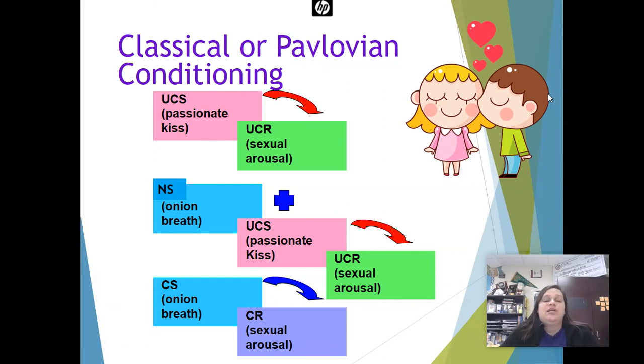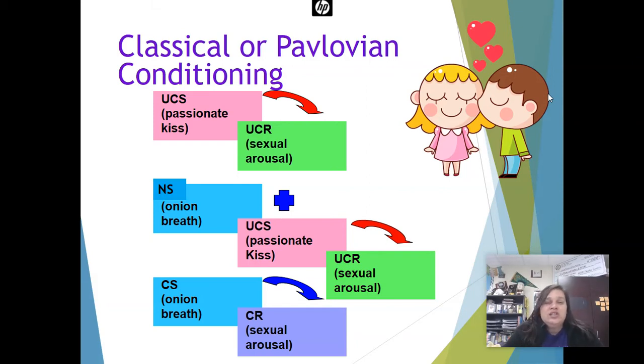So we've got this couple here who maybe they've been going to Sonic for their dates, and they get onion rings and tater tots and milkshakes, and then they kiss. So that kiss is an unconditioned stimulus. It's going to automatically trigger some arousal. But that onion breath that they have is generally neutral. That onion breath doesn't really usually do anything for people.